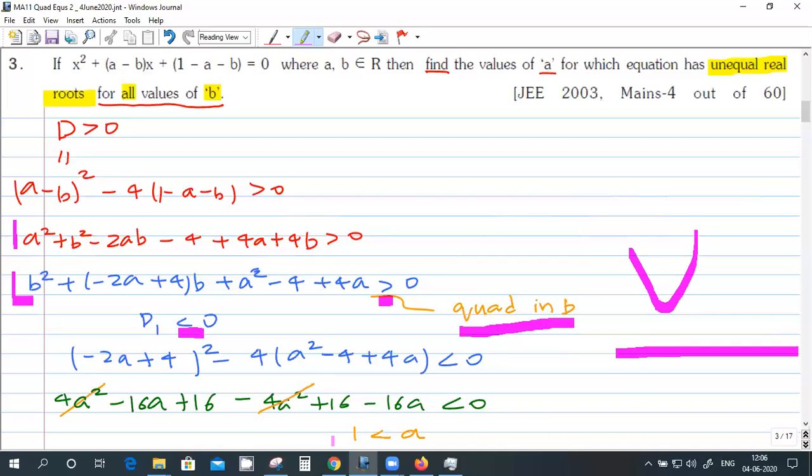Right. So if you simplify, you get this answer: A should be greater than 1. Here there is no restriction on B. So B can take any values. So you have to consider this as quadratic in B.